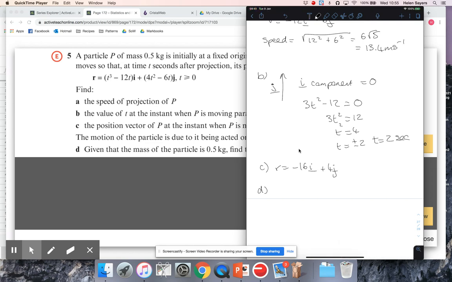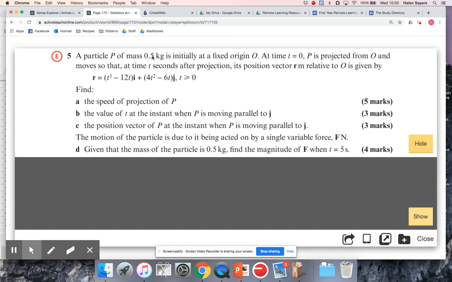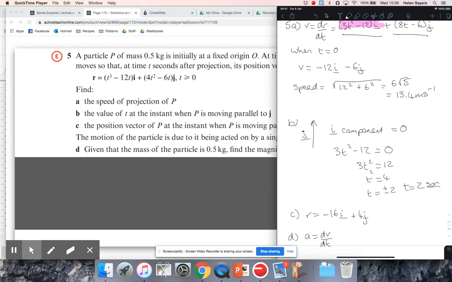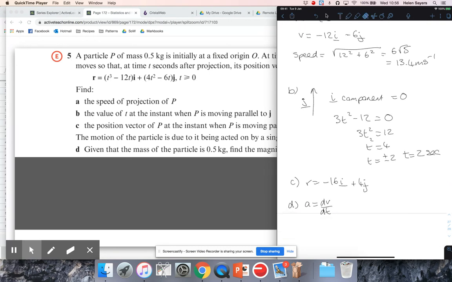Okay, so part D, given that the mass, yes, they weren't going to tell us the mass for no reason. Given that the mass is 0.5 kilograms, find the magnitude of the force. So that's going to be F equals ma. 4 marks available for this one. So I need the acceleration, and the acceleration is going to be velocity differentiated. So let's stop being lazy and write the velocity out again. The velocity was 3t squared minus 12. So we already had this for part A.